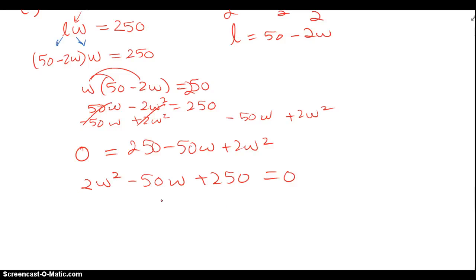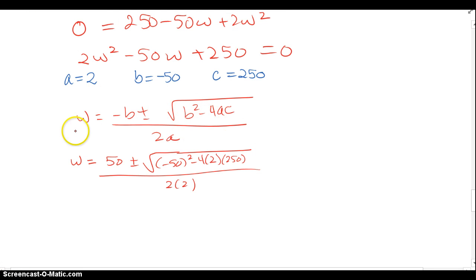I can try completing the square, or now that we know about the quadratic formula, I'm just going to go ahead and use a to be 2, b to be minus 50, c to be 250, and solve this using the quadratic formula. The quadratic formula is usually x equals this, but since my variable here is w, I'm going to say w is going to be solved for.